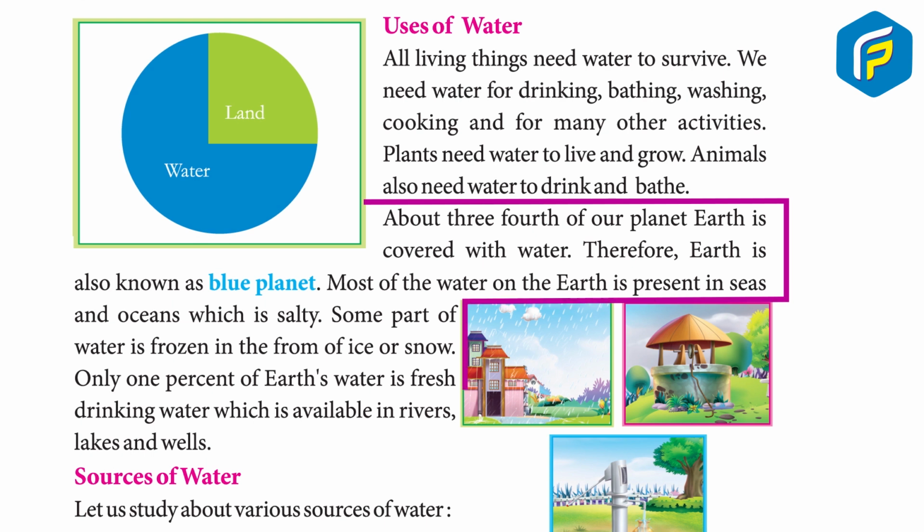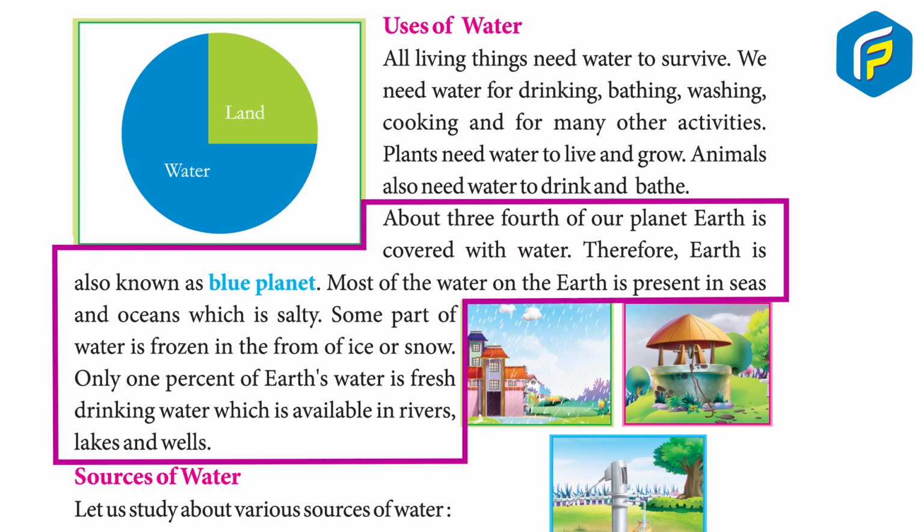About 3/4 of our planet Earth is covered with water. Therefore, Earth is also known as the Blue Planet. Most of the water on the Earth is present in the seas and oceans, which is salty. Some part of water is frozen in the form of ice or snow. Only 1% of Earth's water is fresh and drinking water, which is available in rivers, lakes, and wells.